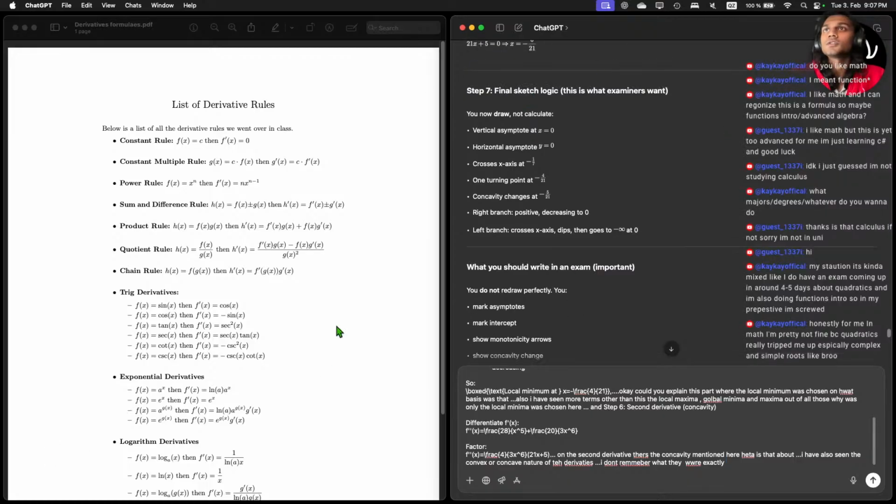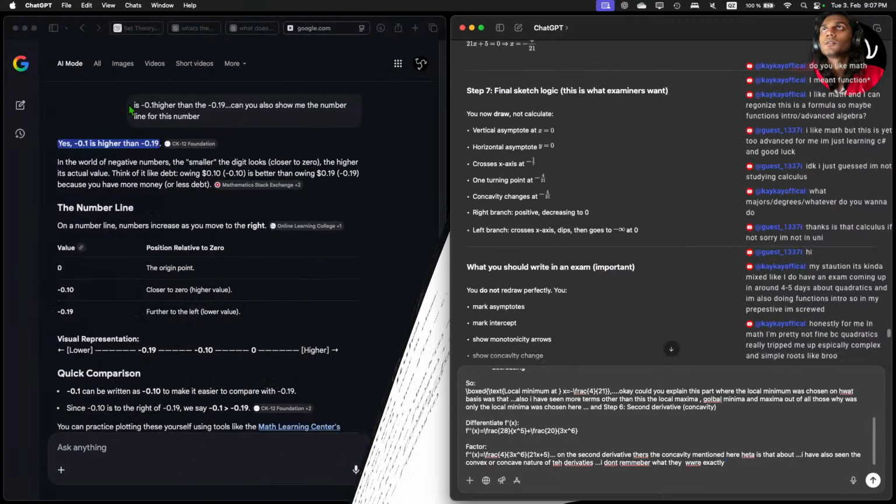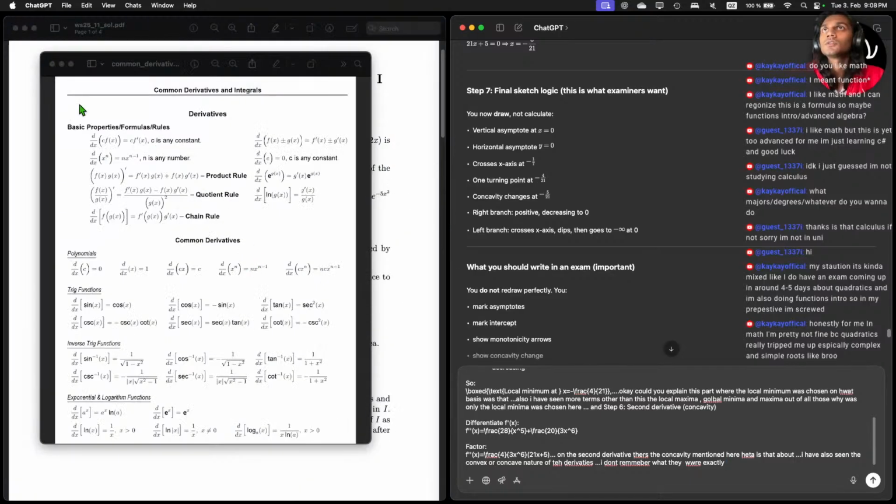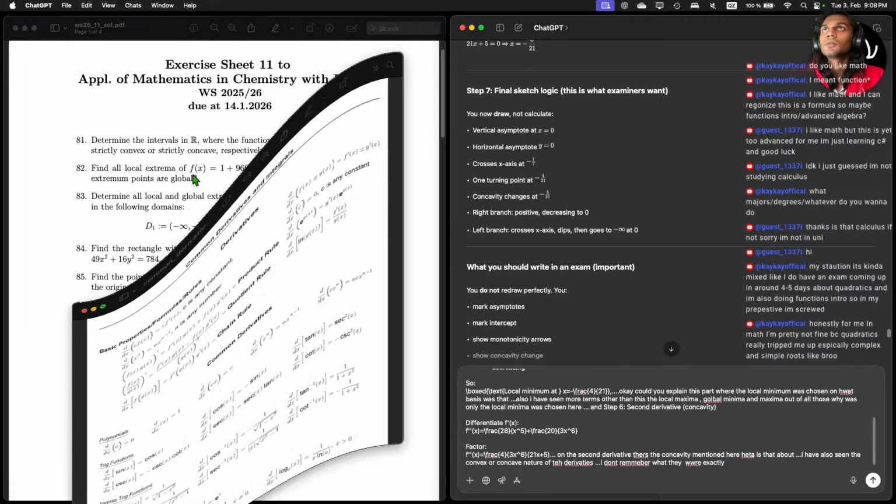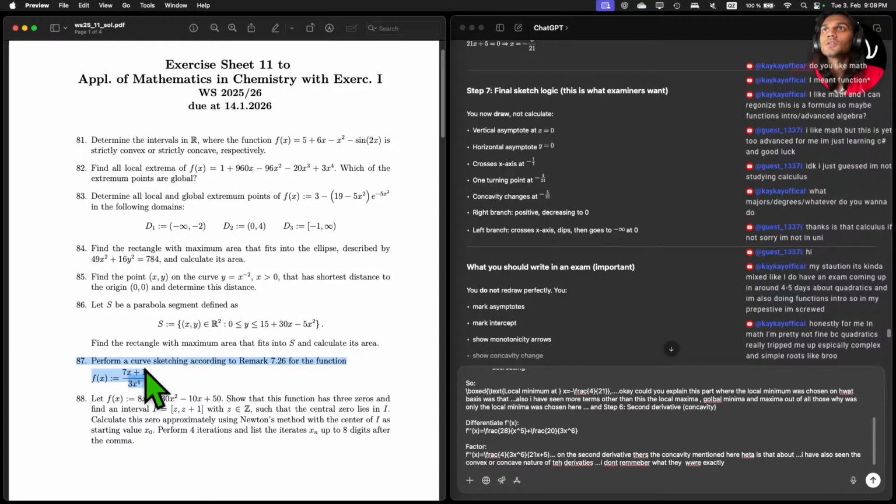Oh, final sketch logic. Do we not need to draw the sketch? Yeah, I think we need to draw the sketch, right? Perform a curve sketch according to the remarks from the function. Also, do we have to draw the graph, right?